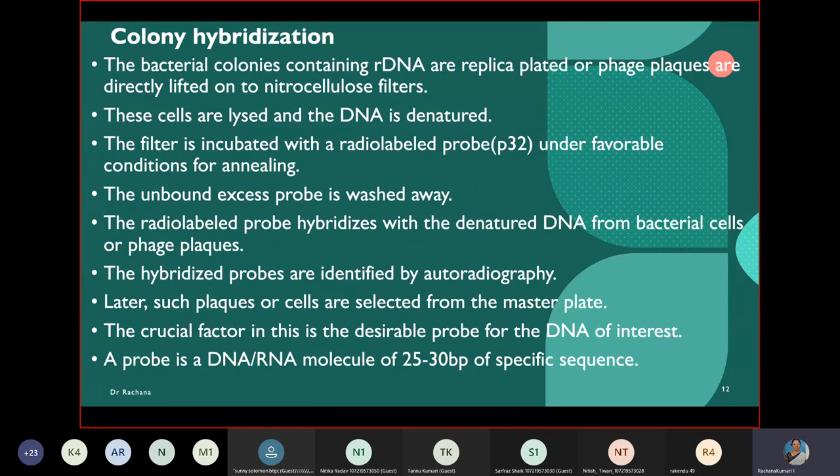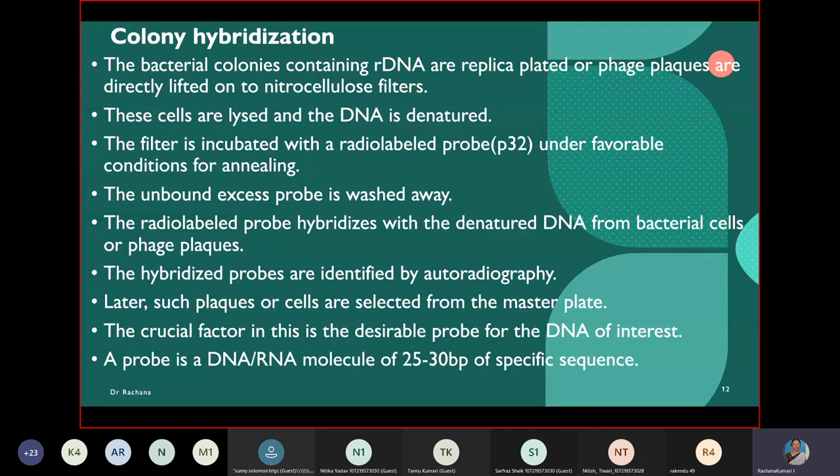And those which are left extra, we do a washing step so that it removes the excess probe. So some probes will have reached their destination due to the presence of complementary sequences, and they are tagged with a radioisotope, while the excess probe is washed away. But because it is a radioisotope, we still can't see it with the naked eye. So we need to now check where the probe went and bound.